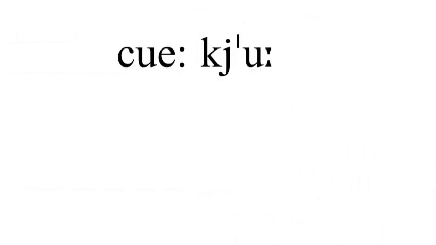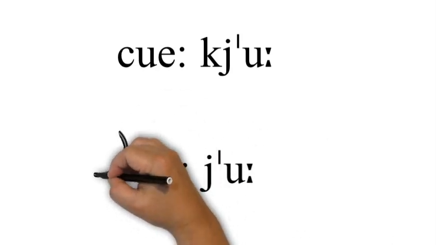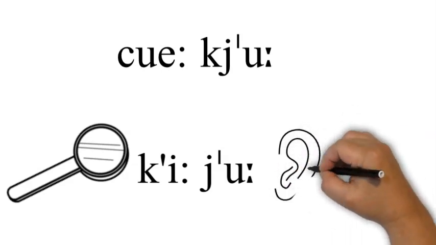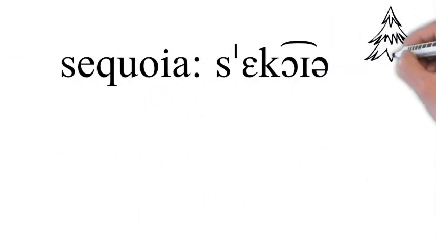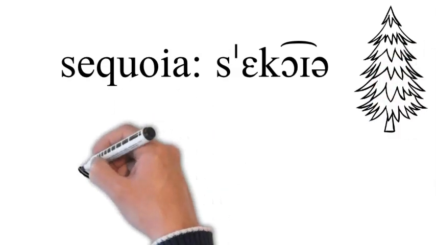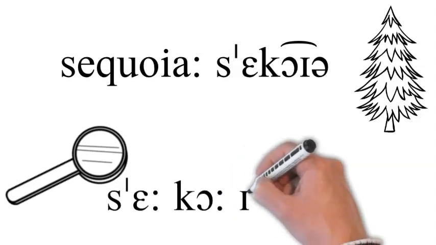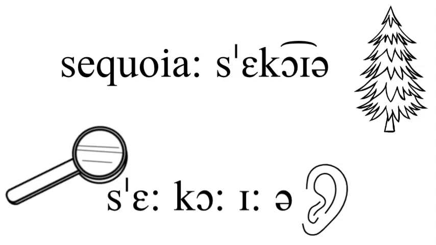For example, in the word queue, the sequence of vowels forms a clear vowel cluster, which becomes more distinct when speech is slowed down. Queue. Sequoia is another example, showcasing multiple vowel sounds that stand out clearly when spoken slowly. Sequoia.